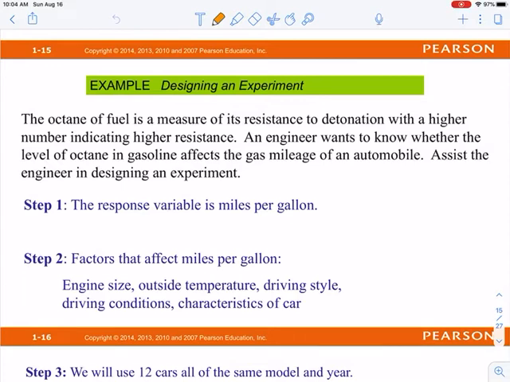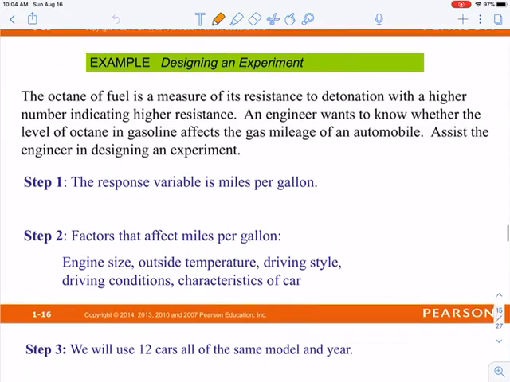The octane of fuel is the measure of its resistance to detonation, with a higher number indicating a higher resistance. An engineer wants to know whether the level of octane in gasoline affects the gas mileage of an automobile. Assist the engineer in designing an experiment.